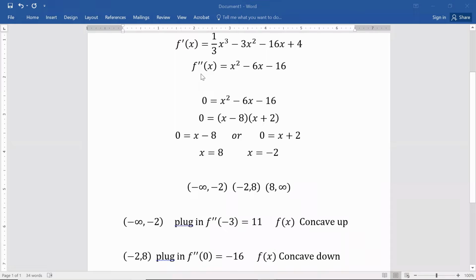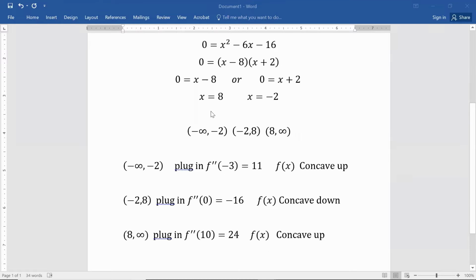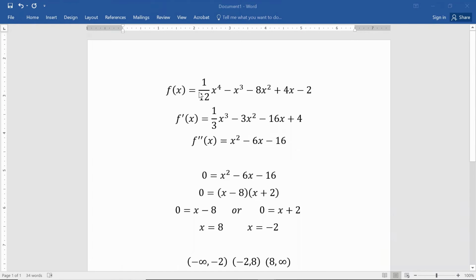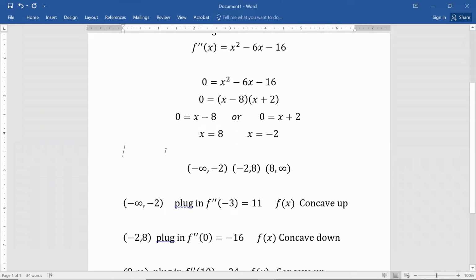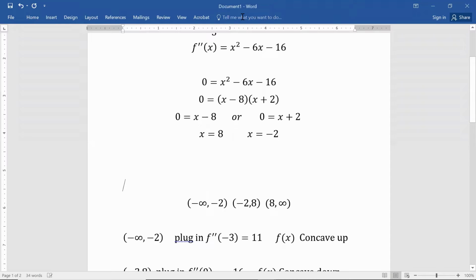We say points of inflection can only happen when the second derivative is 0 or does not exist. We can only get 0 here as an option. And that leads to two values where we could have a point of inflection, a value of -2 and a value of 8. If I wanted to find the actual points, I'd plug in -2 and 8 into my function. Let's go ahead and do that.